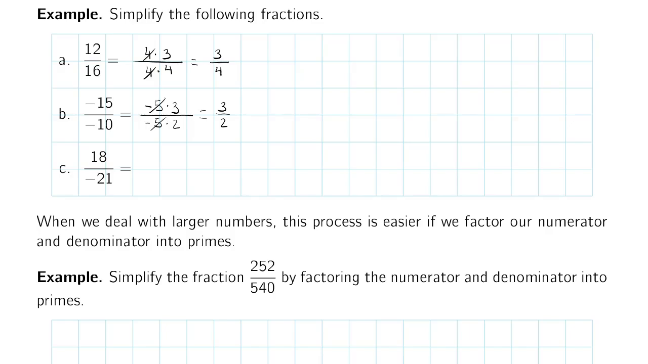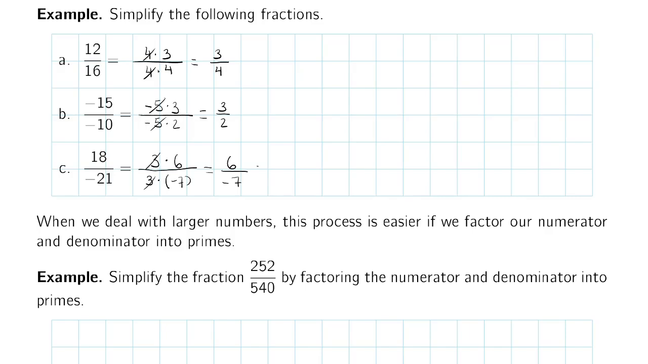This last fraction contains only one negative sign. We notice that 18 and 21 have 3 as a common factor. 18 is 3 times 6. -21 is 3 times -7. We can cancel the common 3 and write this as 6 over -7.